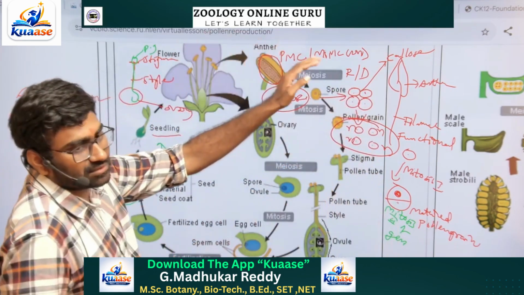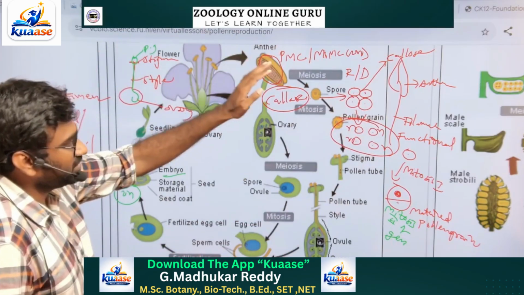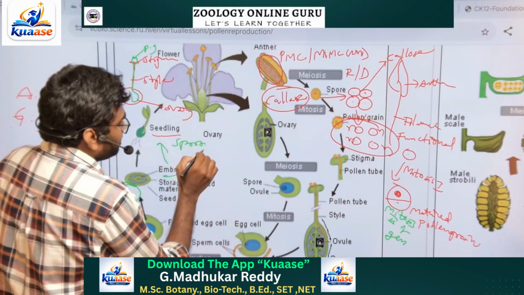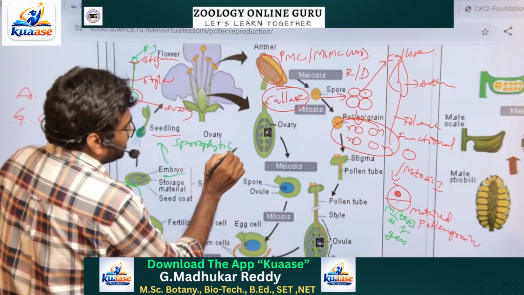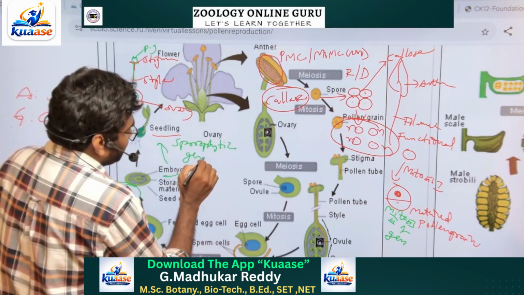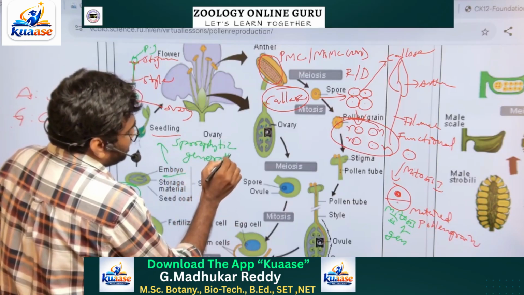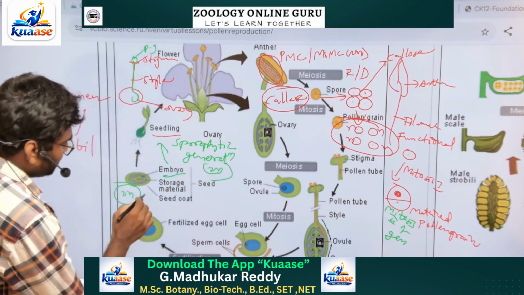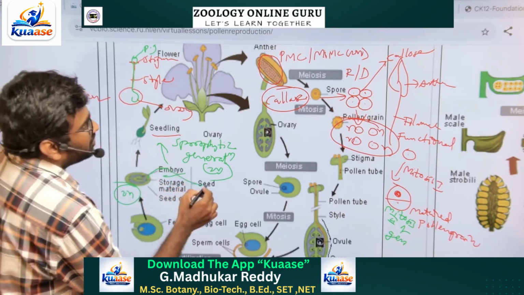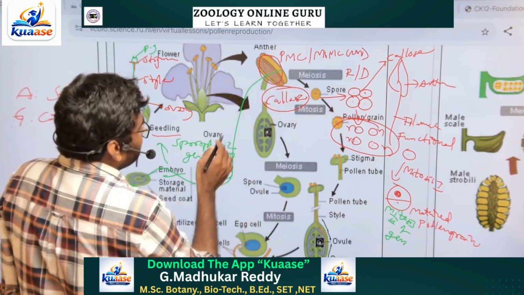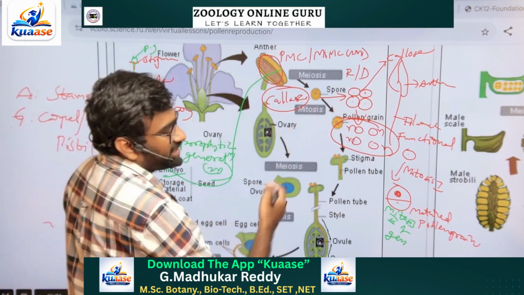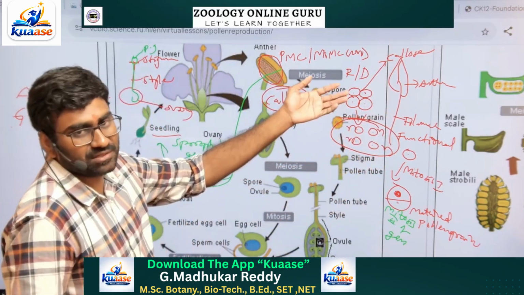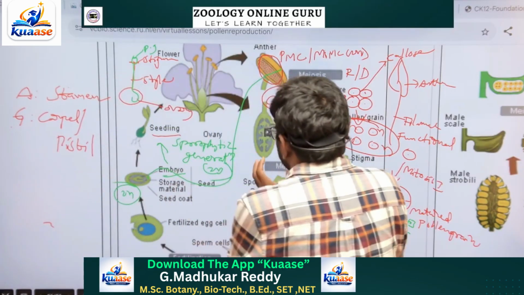This cycle alternately repeats, first initially the sporophytic generation. Sporophytic generation is the dominant stage of plants, that is from zygote to pollen mother cell is considered as the sporophytic generation, and gametophytic generation is nothing but formation of gametes from the pollen mother cell. And here, how is the megaspore formed.